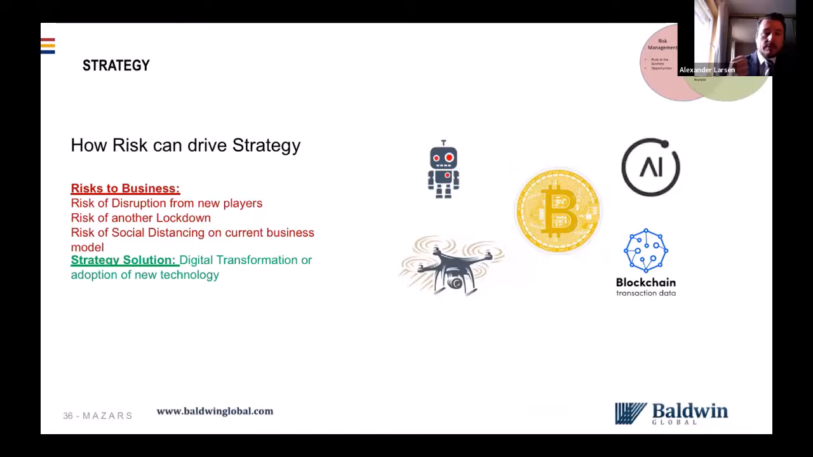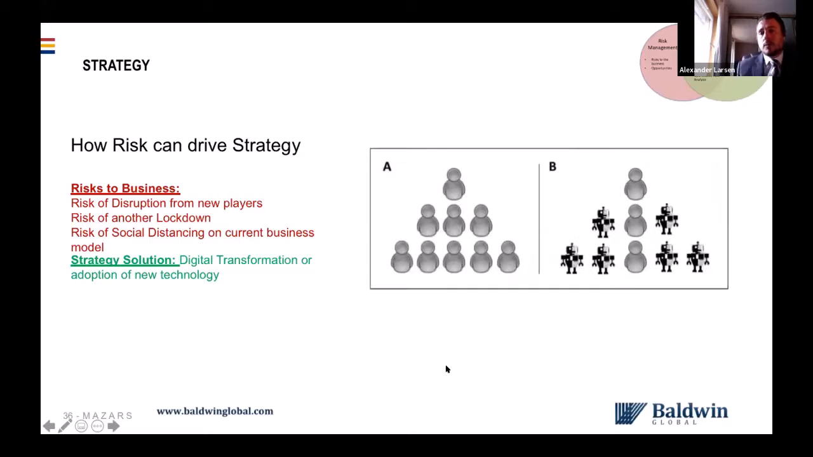And we might be able to have a strategy solution, which is digital transformation or adoption of new technology that allows us to drive our business forward and deals with those risks. So you can see we've come up with some risks, and guess what? We now have a solution that drives our business plan. Just as an example, robotics. A lot of organizations are looking at how can we introduce robotics in order to social distance. If we can now introduce robotics and social distance more, it means there's going to be less impact on our business.